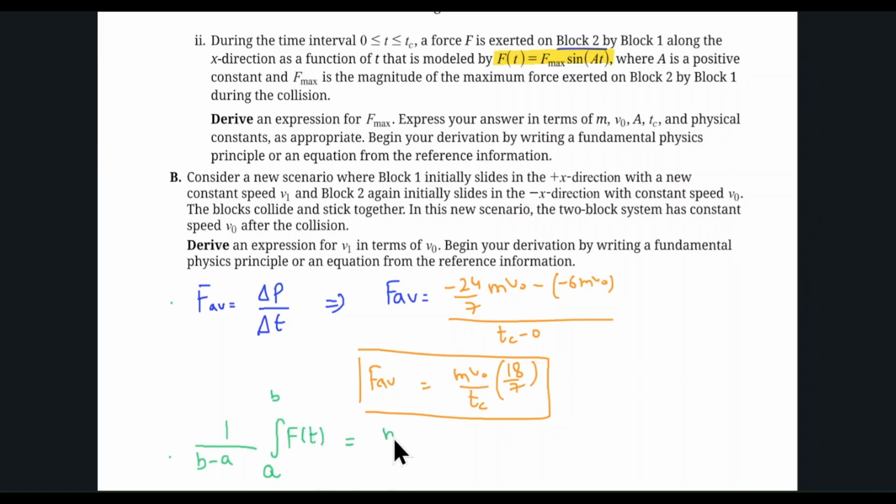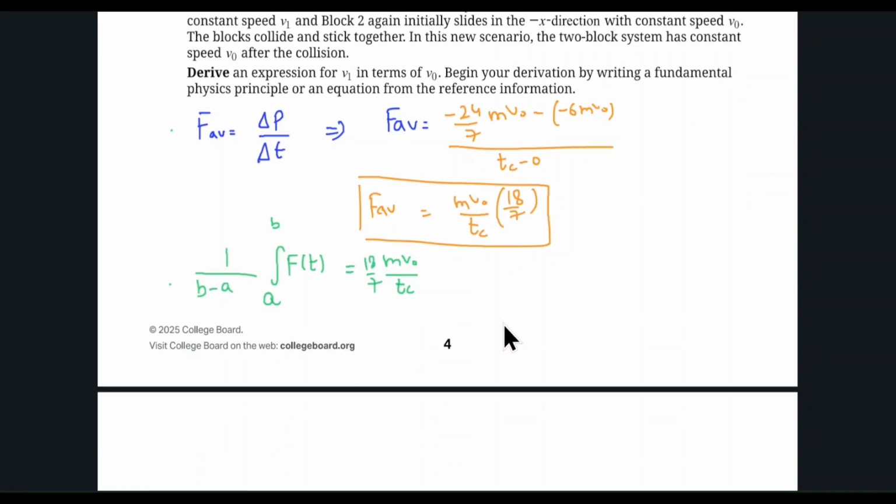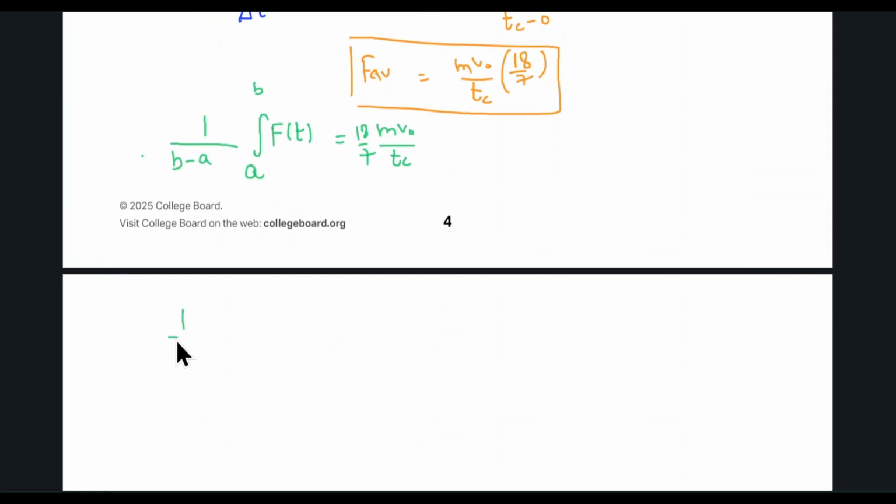And that average value is given by mv0 over Tc, and 18 over 7 sits outside. So we have to do this now, where b is obviously Tc and a is 0, and f is F max sine at. So let's do that. 1 over Tc, F max sine AT, integration from 0 to Tc, I missed a dt here, is equal to 18 over 7 mv naught over Tc. Tc and Tc is gone. Fm is a constant taken out.